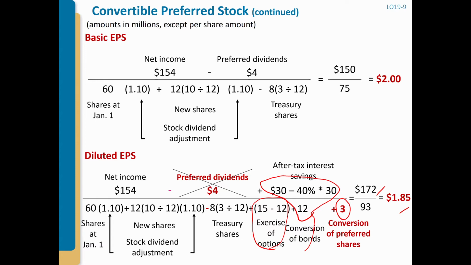So for convertible securities, you can see we have impact on both the top and the bottom. For stock options, the impact is only on the bottom. Okay. Question on this part?